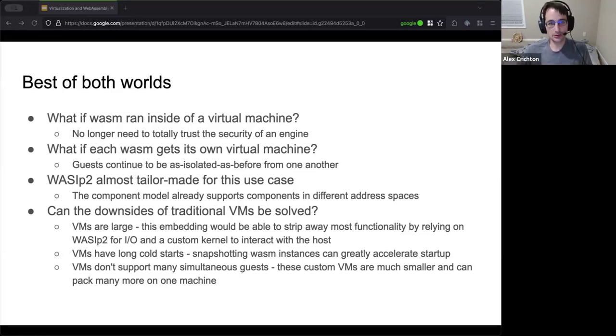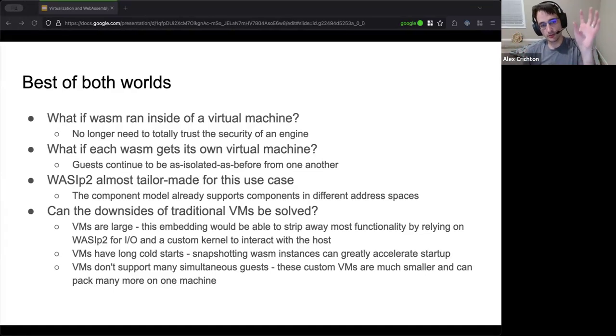We have a very clearly defined boundary for how these little tiny virtual machines are going to communicate with the outside world. And so we can put a gRPC on top of that and send it over somewhere else. We can put it on the host, or on its own virtual machine. So it's kind of looking like we can solve these things.